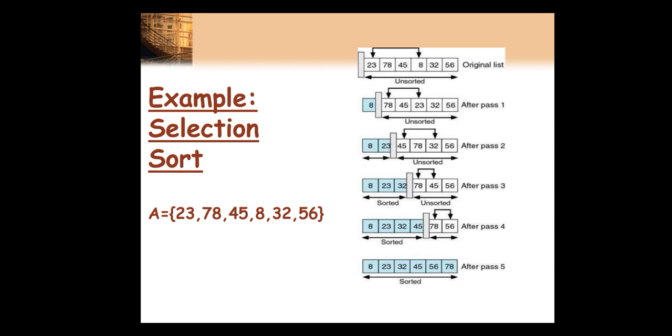Now we compare the third element of our array with the remaining elements in the third pass. Here we found that 32 is smaller than 45, so we need to swap them. So we swap 45 and 32. So 32 comes at the place of 45 and 45 goes at the place of 32. So after the third pass we get three elements at their proper positions, that is the third smallest element at the third position of our array.